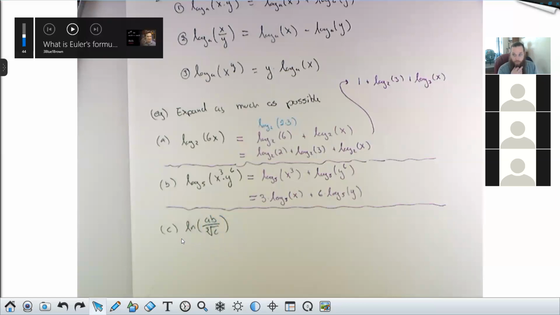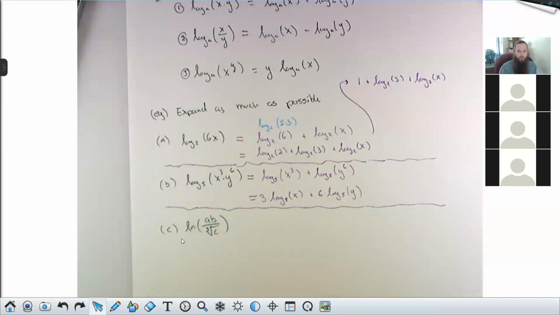Natural log. Good, it's the natural log. So do these rules work? These all say log sub a. Is this thing one of these things? Yes, it is. All right, very good.